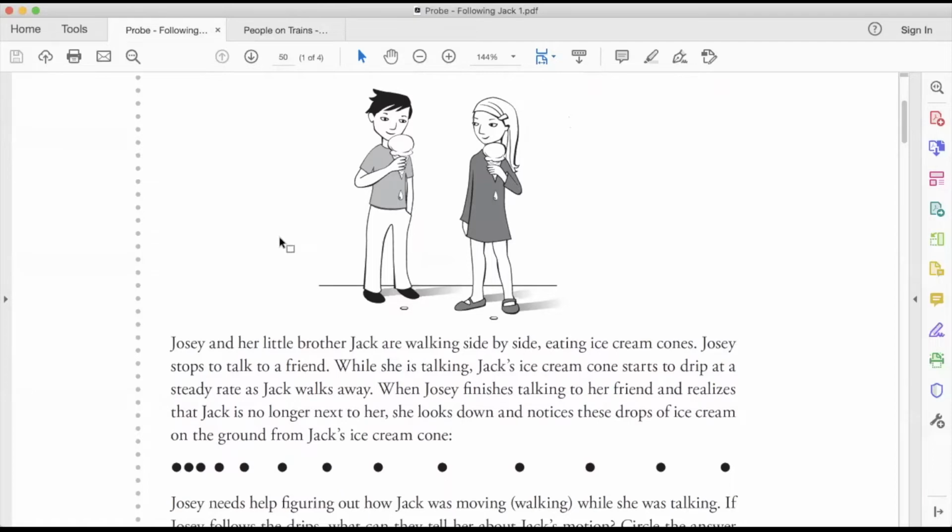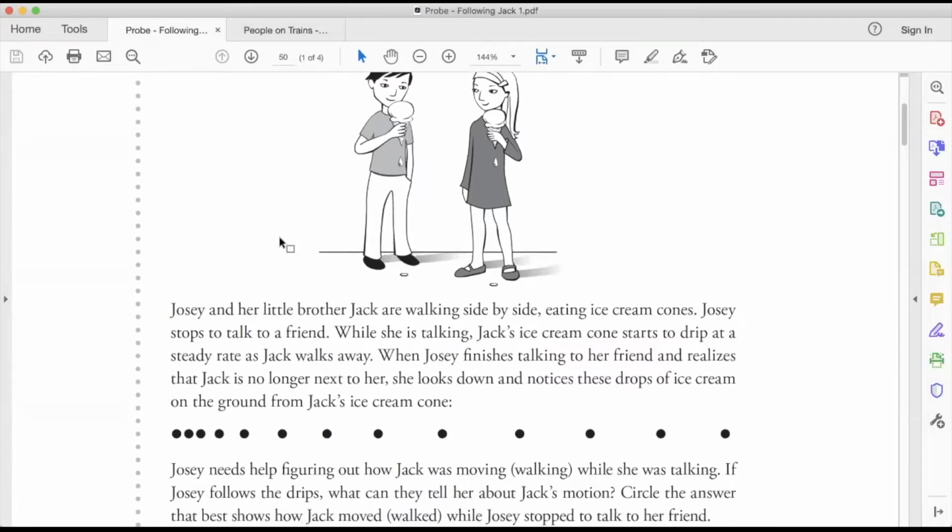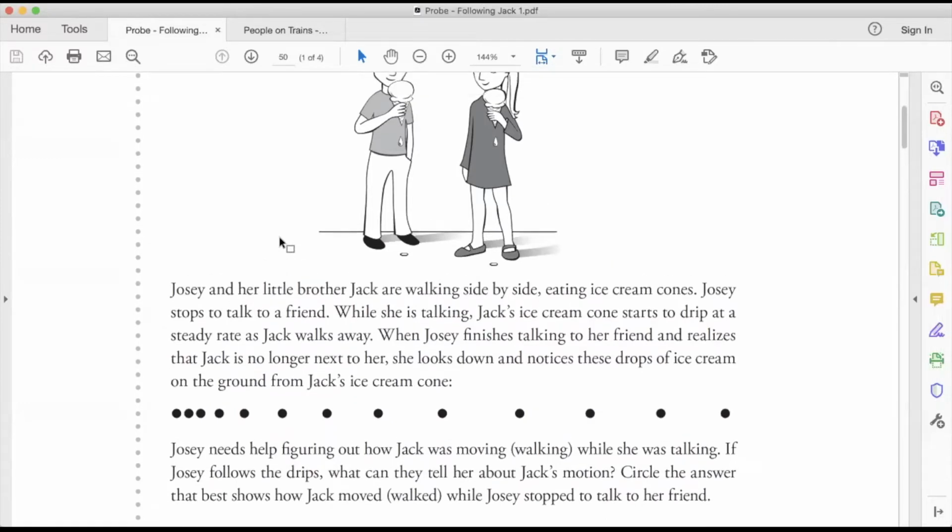Now that we've kind of seen those drops, we see that Jack's walking away, and the drops are close together. As time moves forward, moving to the right, the drops are getting further apart initially. Josie needs help figuring out how Jack was moving, walking while she was talking. If Josie follows the drips, what can they tell her about Jack's motion? Circle an answer that best shows how Jack moved, walked, while Josie stopped to talk to her friend.